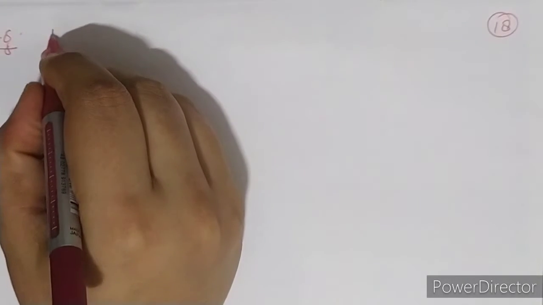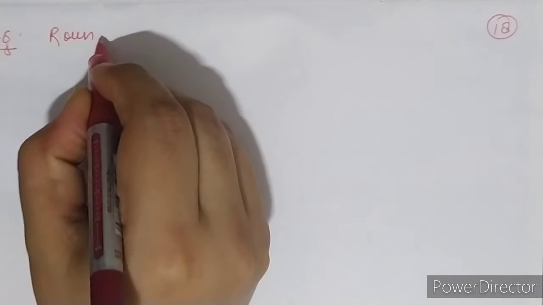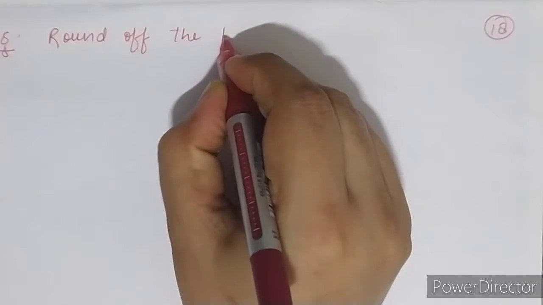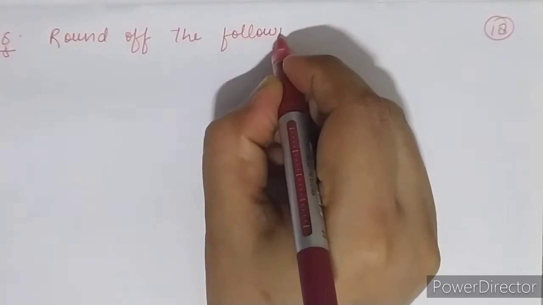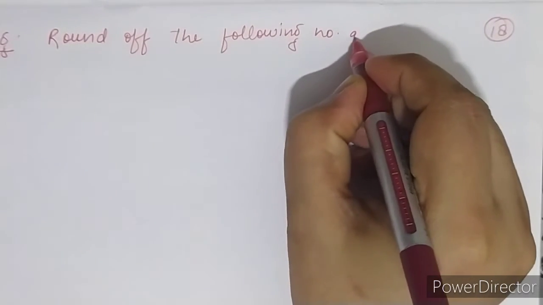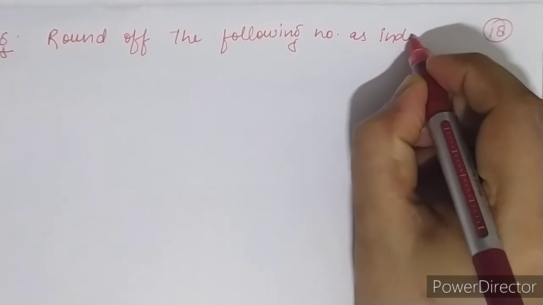Today I am going to start this lecture with the numerical portion of the topic which we studied in our previous lecture, that is rounding off. I am going to solve some examples of it, and in that you have to find the round off of the following numbers as indicated.